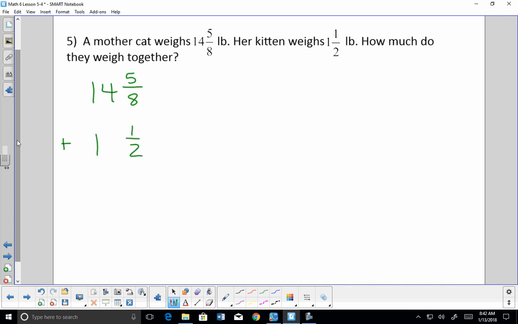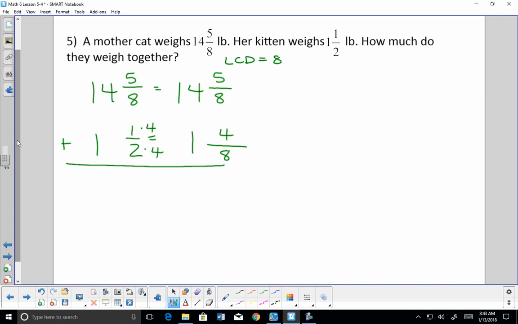Common denominator between 2 and 8. Well, 8 is my largest number. 2 does divide evenly into 8, so the common denominator then is 8. So my least common denominator is 8. So this becomes 14 5/8, it stays. This becomes 1. We have to have a common denominator of 8, so we have to multiply the 2 by 4, so we multiply the 1 by 4, 1 4/8.